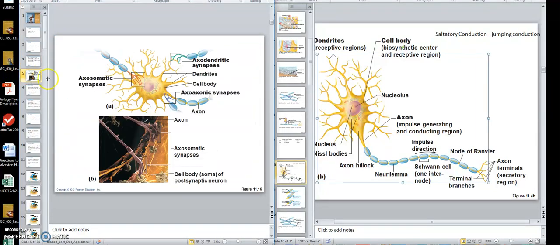So they're showing it here. Axosomatic: axon of one to the cell body of the other. Axodendritic: axon of one to a dendrite of the other. Axoaxonic: axon of one to the axon of the other. Just to show you.